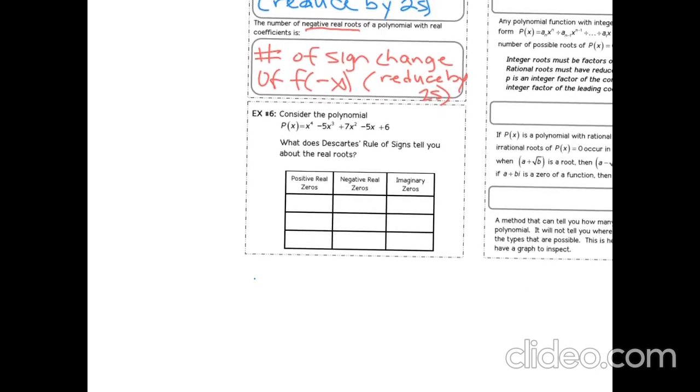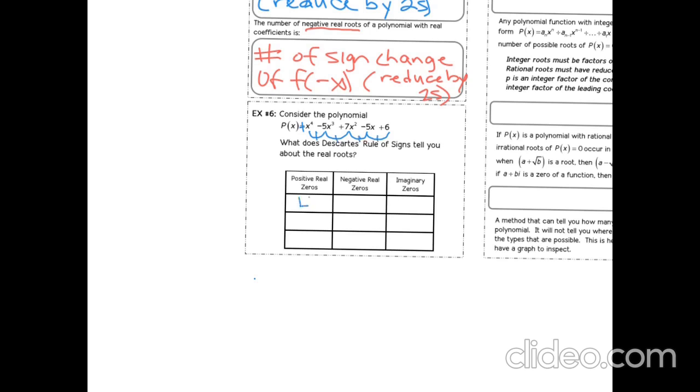Let's start, let me get my highlighter out, with the positives. I'm going to count every single time the sign changes. I started with a positive, then went from a positive to a negative. That is one sign change. Then a negative to a positive, another sign change. Then a positive back to a negative, another sign change. And a negative back to a positive, another sign change. So that's 1, 2, 3, 4 sign changes.